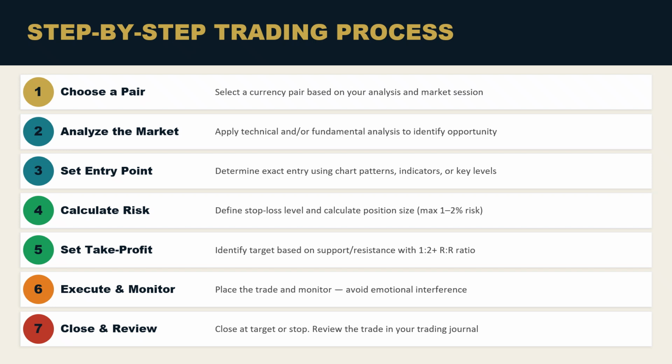Step 4. Calculate risk. Before you click buy or sell, you decide where your stop loss will go. Then, using your account size and the 1 to 2% rule, you calculate the exact position size to use. Step 5. Set take profit. You identify a logical target, perhaps a previous resistance level or a key Fibonacci level, that gives you a minimum 1 to 2 risk-to-reward ratio.